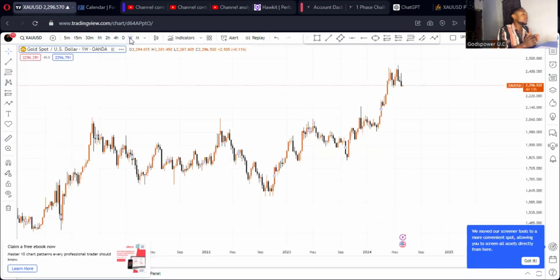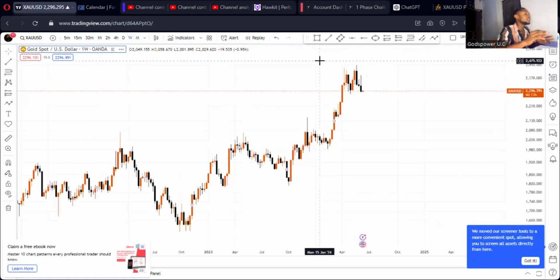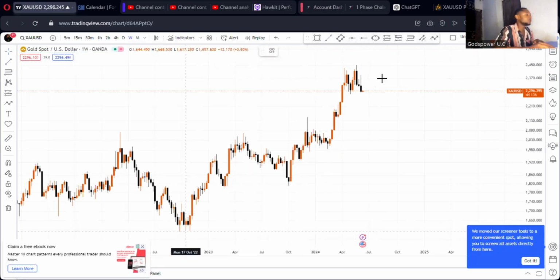So guys, if you want to start analyzing gold, or any pair, right, it's better to start from the higher time frame so that you can see what the market is currently doing. You can see the overall picture of the market. So looking here, we can see that gold has been on a massive bullish trend, right? You can see that trend right around here.